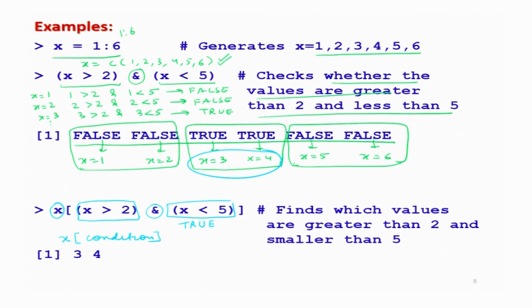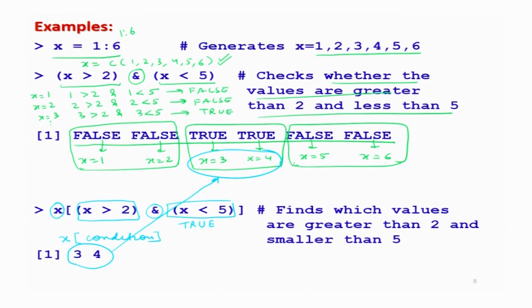Now if you execute it on the R console, you get the values 3 and 4. You can see that these are the two values which you had found manually.